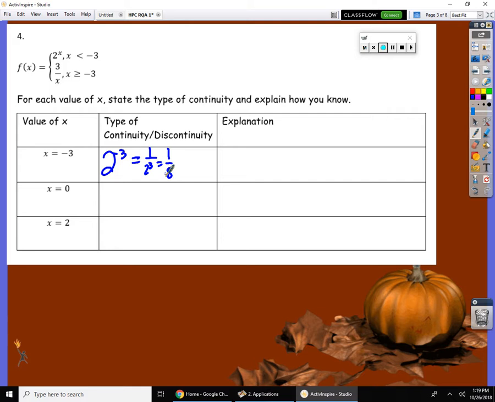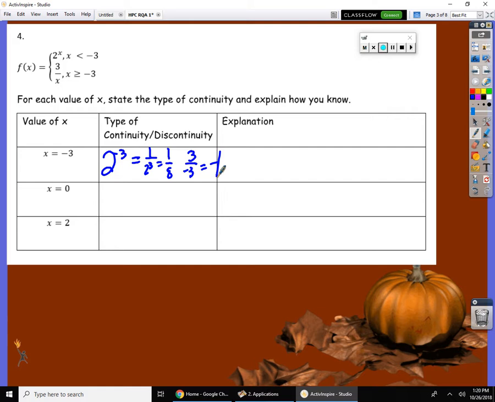I've only started. I'm not done with the problem yet. Because it's the transition number, I have to do it in both. We're looking at the limit, so ignore that one of the symbols has an equal to. And you would end up with 1 over 8 for the top. Now I have to look at the bottom equation, which is 3 over negative 3, which is negative 1.